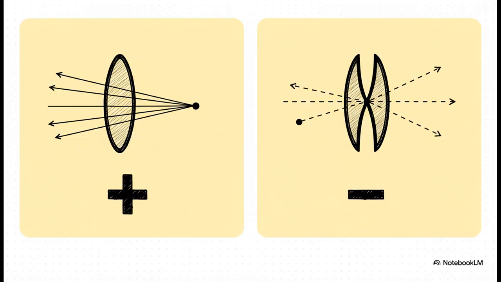This is what's used to correct farsightedness. On the other hand, a negative power means you've got a diverging lens. That's the one on the right. It's concave, thinner in the middle, and it spreads light rays out. This is for correcting nearsightedness.